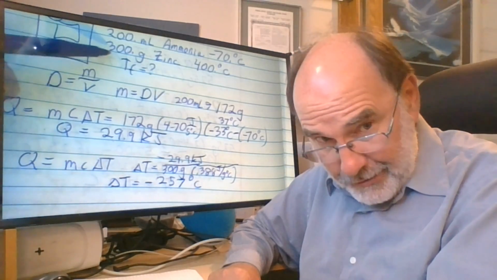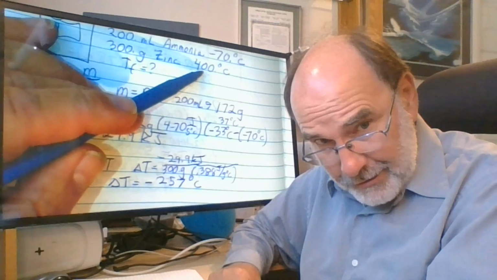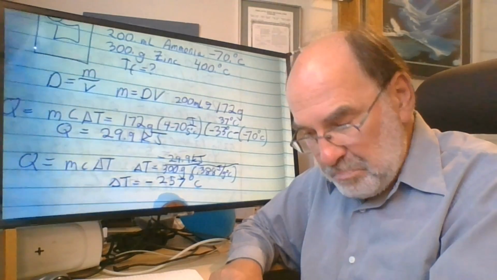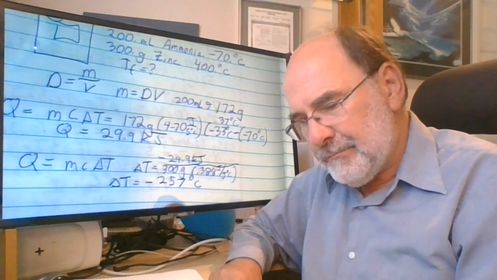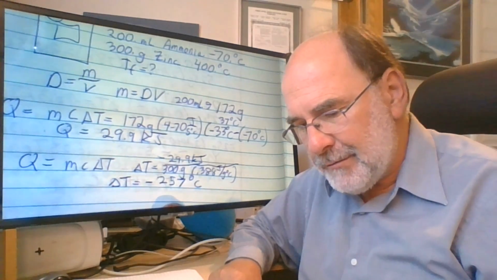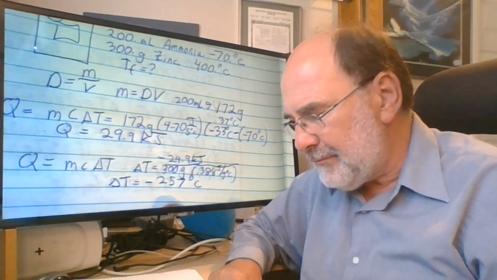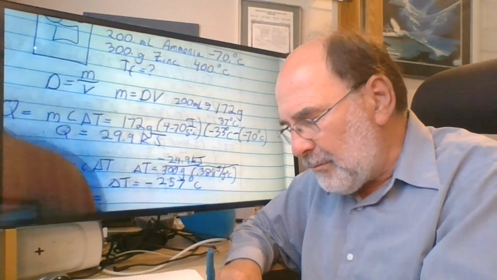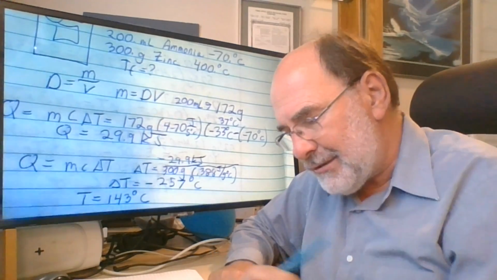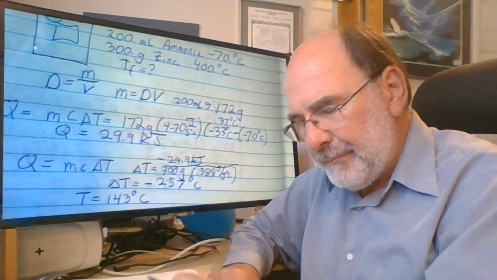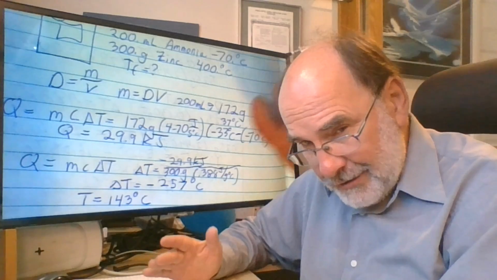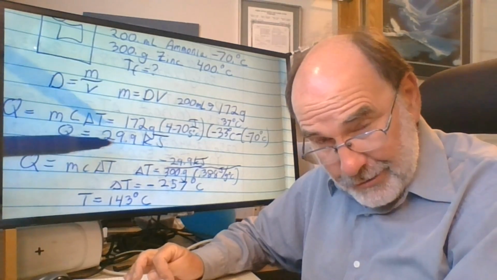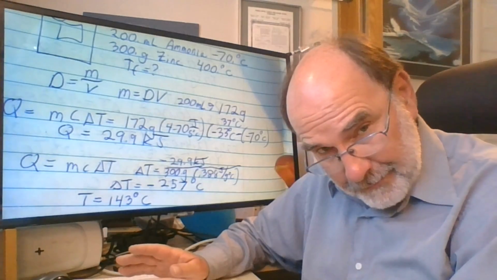Now, I'm starting at 400 degrees, and it's going to drop by 257 degrees. Let's go 400 minus 257. And so the temperature of the zinc is going to be 143 degrees Celsius. When the temperature of the zinc has fallen to this level, that means it has given up 29.9 kilojoules of heat energy to the ammonia.